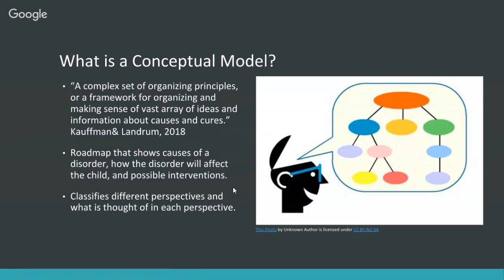Conceptual models are also like a roadmap that show the causes of the disorder, how the disorder will affect the child, and possible interventions. Some people describe conceptual models as a bridge between scientific knowledge, which is like all the research that is done to prove the conceptual model, and education, which is implementing the conceptual models.